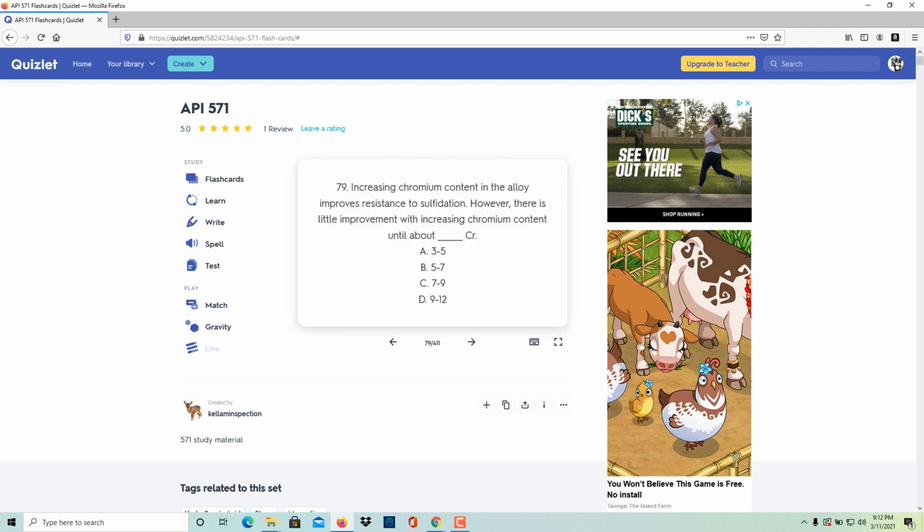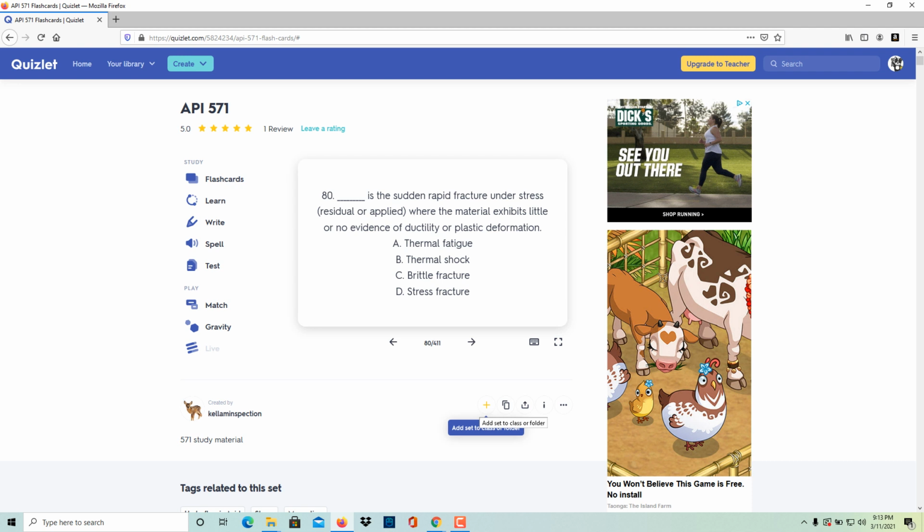Increased chromium content in the alloy improves resistance to sulfidation. However, there is little improvement in increasing chromium content until about, I want to say 7 to 9% chrome. C, 7 to 9 chrome.